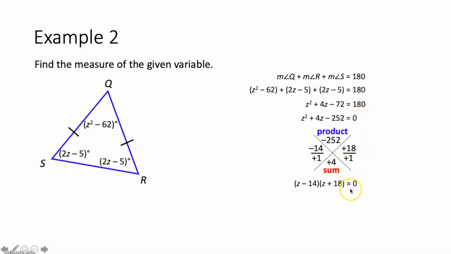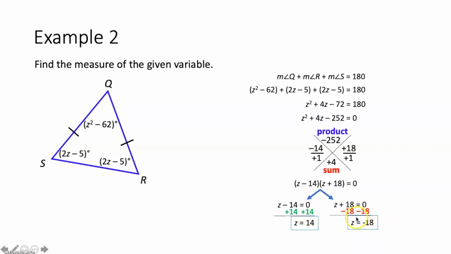So I can now solve this by using the 0 product property. If I know 2 things multiplied together equal 0, I just set each of those things equal to 0 and solve for z. So the first one, I add 14 to both sides and I get z is equal to 14. The second one, I subtract 18 from both sides and I get z is equal to negative 18. So I have 2 answers, 14 and negative 18.